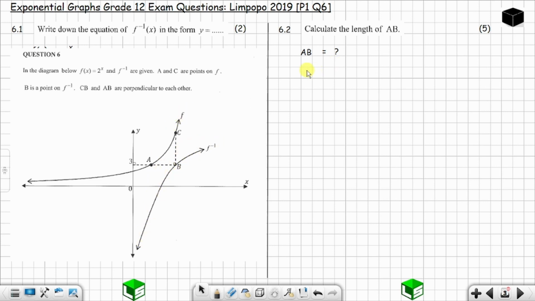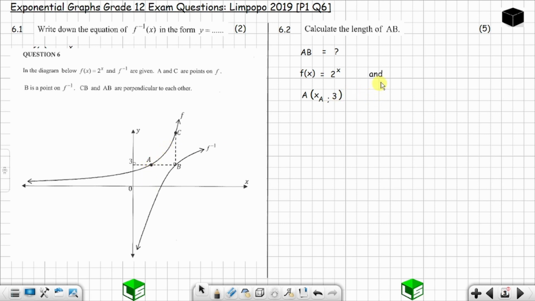So we have f of x is equal to 2 to the power of x. You have A on the graph of f. A is on the graph of f. f of x is equal to 2 to the power of x. What are the coordinates of A? You have the y coordinate, it's 3. You don't know the x coordinate. Let's write it as x sub A. So this is the x coordinate of A, and the y coordinate is 3. So the point A is on the graph of f. We are going to find the x coordinate of A.